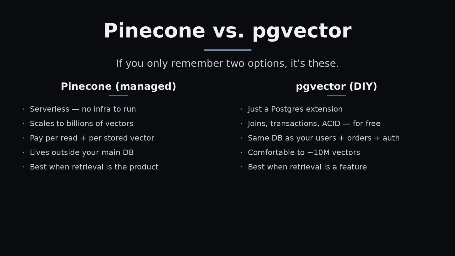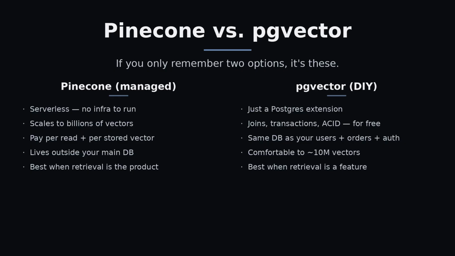If you only remember 2 options, remember these. At one end, you've got Pinecone, fully managed, serverless, scales to billions, but it's a separate system you talk to over the network and pay for by the read and by the stored vector. At the other end, you've got pgvector, which is a tiny extension that turns the Postgres you're already running into a vector store. The huge advantage of pgvector isn't speed. It's that your vectors live in the same database as your users. Your documents, your permissions, you can join them, you get real transactions.